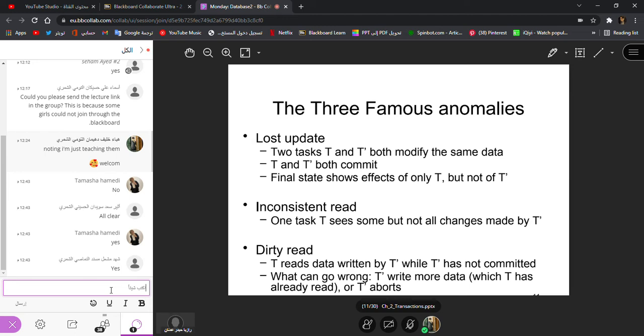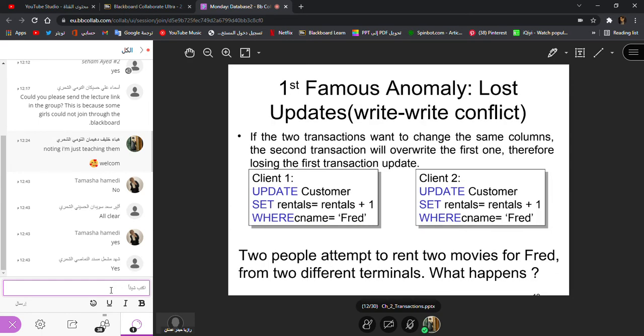So in the database, the value of that column or data will show the effects. Effects mean the update or the changes of only one transaction, not the other one, right? So this is how it is happening in the lost update. This is what they are saying here. The same thing, overwrite. One person writes something and the other comes and writes something over it. That means we lose what was written by the first person.